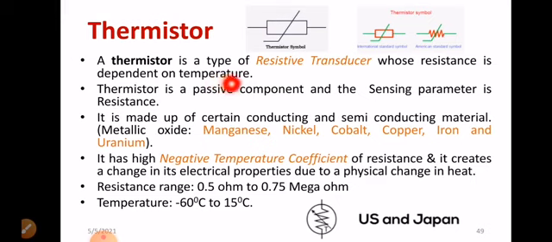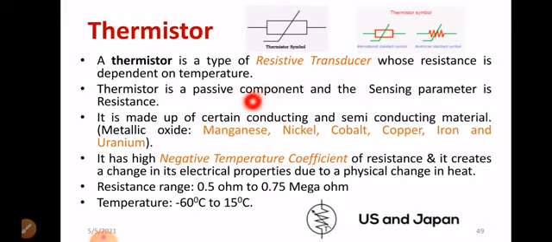A thermistor is a type of resistive transducer whose resistance depends on temperature. You can represent the thermistor in this manner. This is a symbol which you can use to represent the thermistor. According to the international standard, you can represent the thermistor in this manner. Similarly, according to the American standard, you can represent the thermistor in this way.